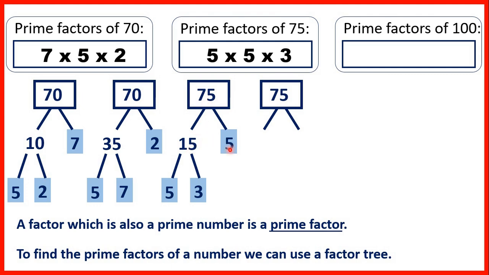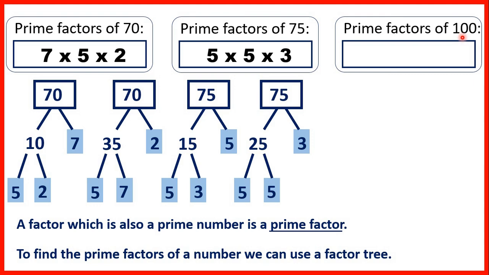Instead of 15 times 5, we could have used 25 and 3, because 25 times 3 is 75. Now 3 is a prime number, but 25 we can break down into 5 times 5. So now again we have prime numbers on the end of our factor tree, and they're the same prime numbers that we had in this factor tree. So it doesn't matter which factor pair you use, you'll get the same prime factors on the end.